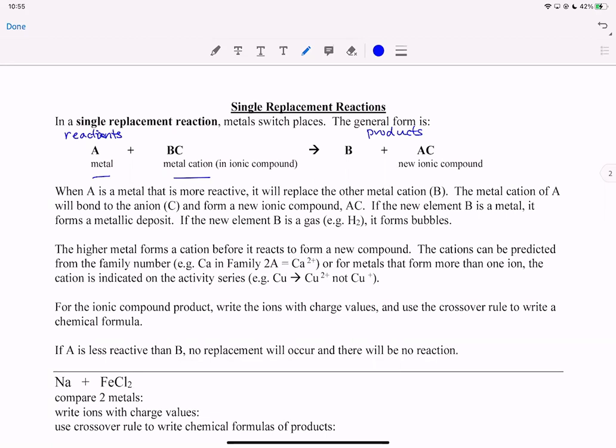Okay. So it's actually 2 steps. You first have to figure out if there's going to be a reaction happening. How do you do that? That is using the activity series. So when one metal, that's what this says, when one metal A is more reactive, it will replace the other metal, that is, the other metal will be replaced. And that other metal is going to be a metal that is in an ionic compound. So notice this is an ionic compound here. BC is the compound made out of B and C. So there's a metal cation in that ionic compound.